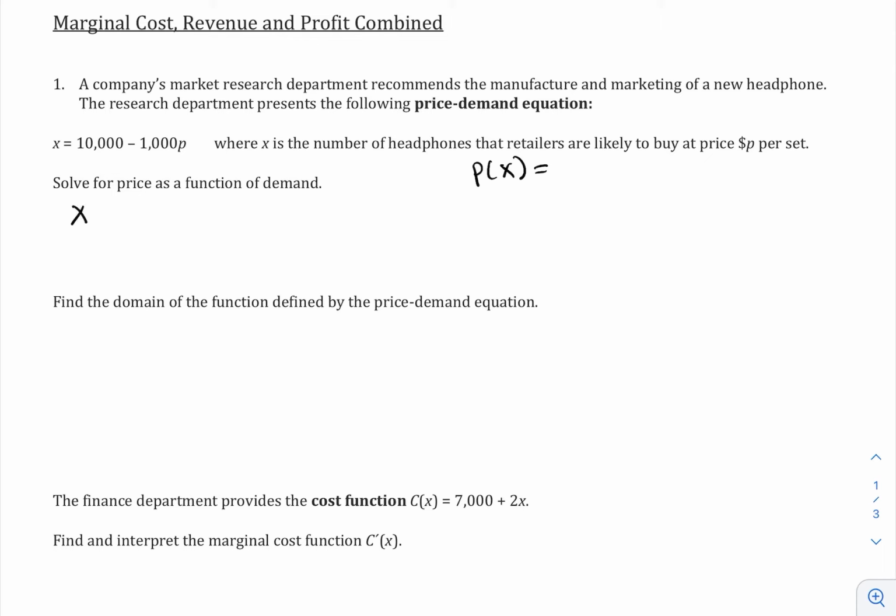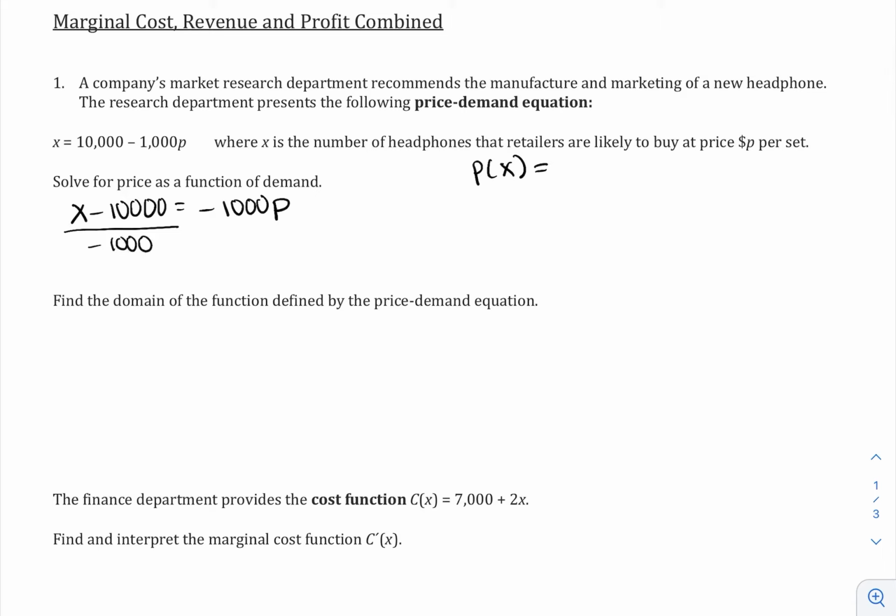We're going to subtract 10,000. It's just going to be the algebra part. And then we're going to divide by negative 1,000. Now that looks a little ugly. So what I'm going to do is divide the negative 1,000 into each term. So I'm going to have p is equal to negative x over 1,000. And then negative 10,000 over negative 1,000, which is going to give me a positive 10. And so now this is a price in terms of x. So what I can actually do is call it p of x.